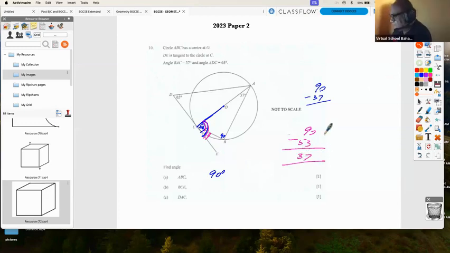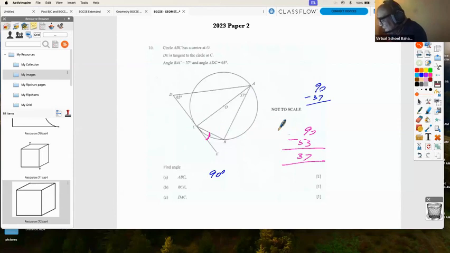So now look at this. Now I'm going to clear this away so that you can see. Now remember, in the video it says the angle formed between a chord and a tangent is equal to the angle in the alternate segment. Right?